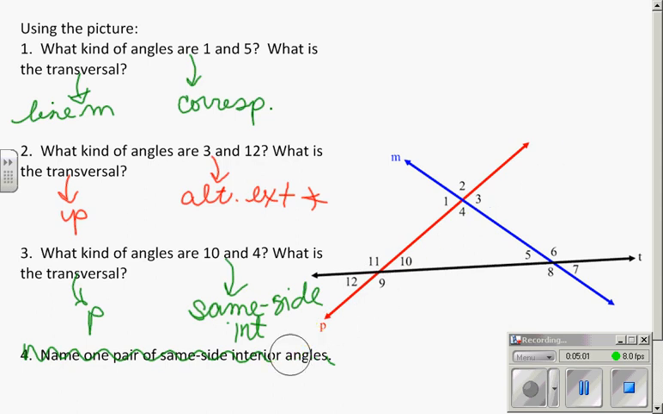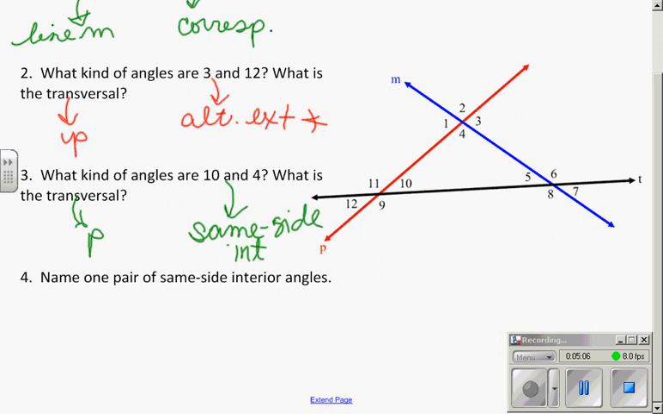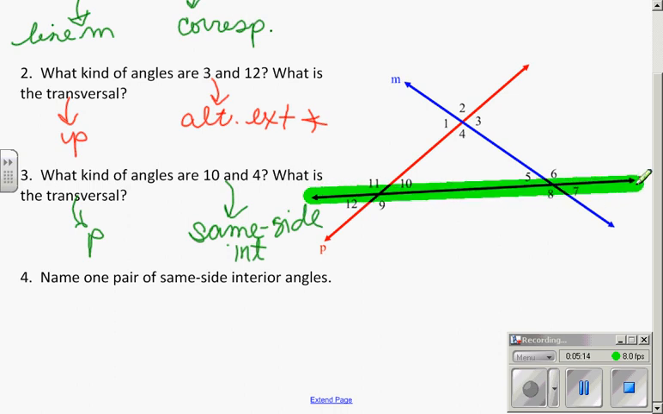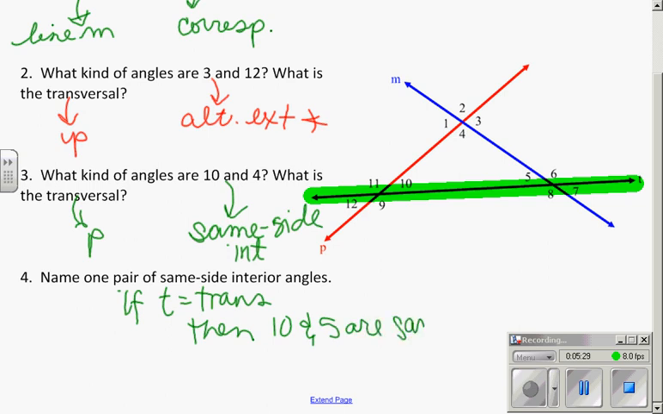Now there are lots of pairs of other angle relationships going on. And so if we look for a pair of same side interior angles, I might use T as my transversal. So if T is the transversal, then 10 and 5 are same side interior. And there are lots of other examples.